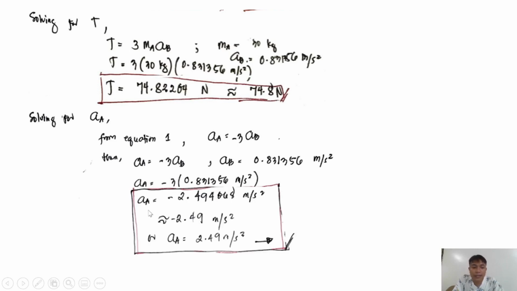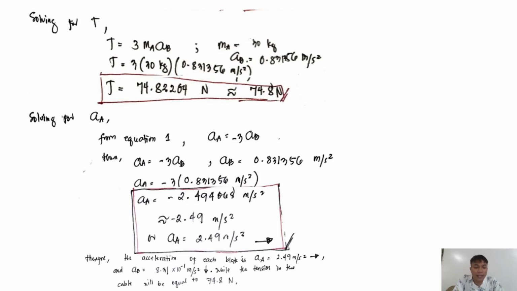So, we will be getting negative 2.494068 meters per second squared, or just equal to negative 2.49 meters per second squared, or just equal to 2.49 meters per second squared moving to the right. So, therefore, the acceleration of block A is 2.49 meters per second squared, or negative 2.49 meters per second squared, and for block B, the acceleration will be 8.31 times 10 to the negative 1 meters per second squared, while the tension in the cable will be equal to 74.8 Newtons.